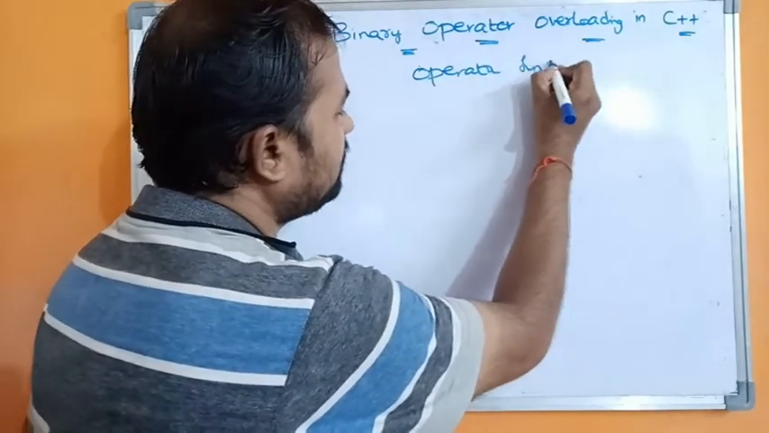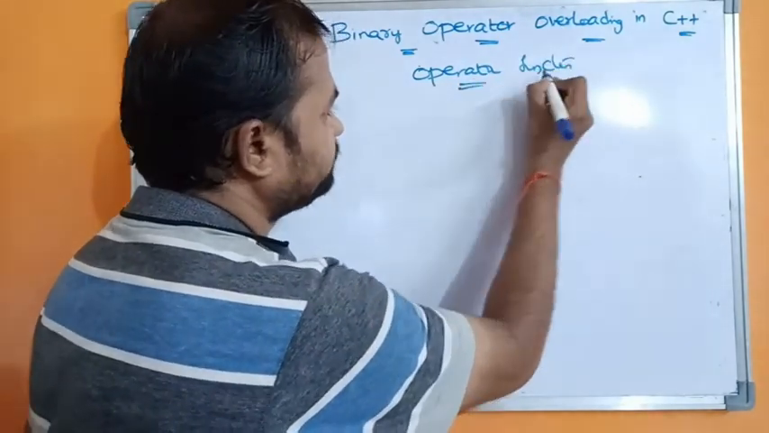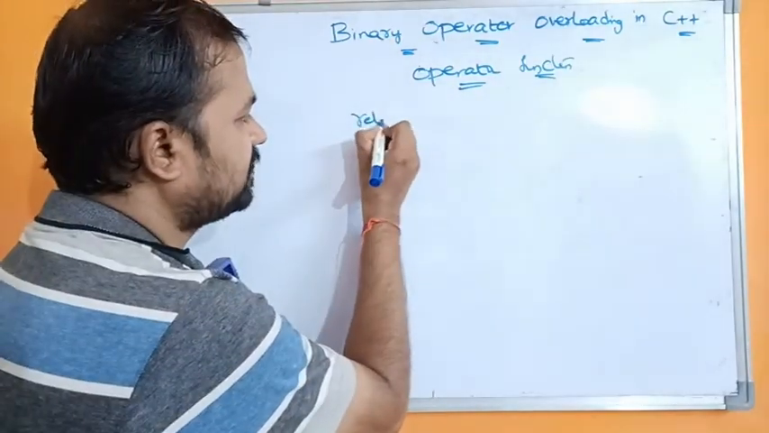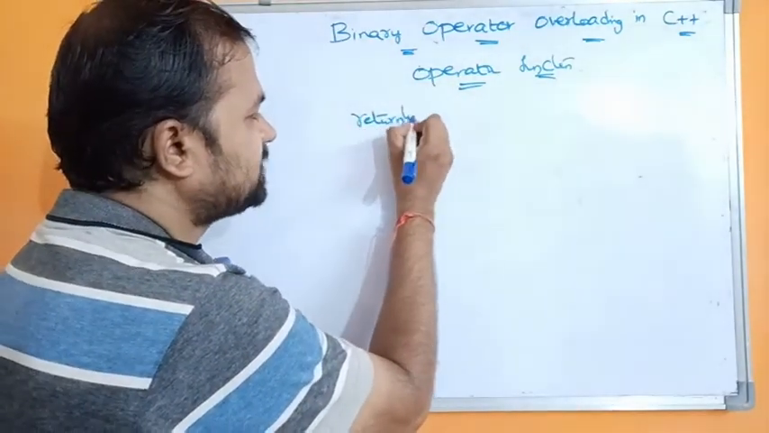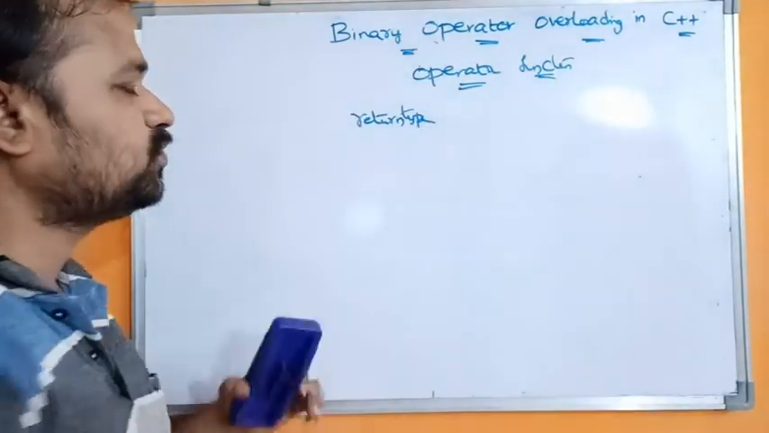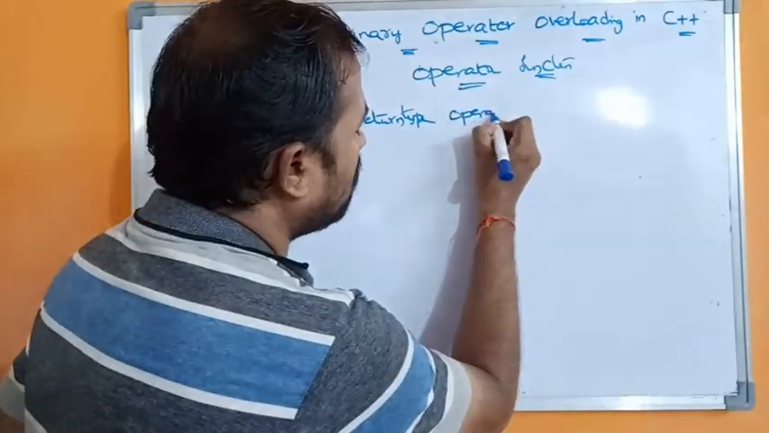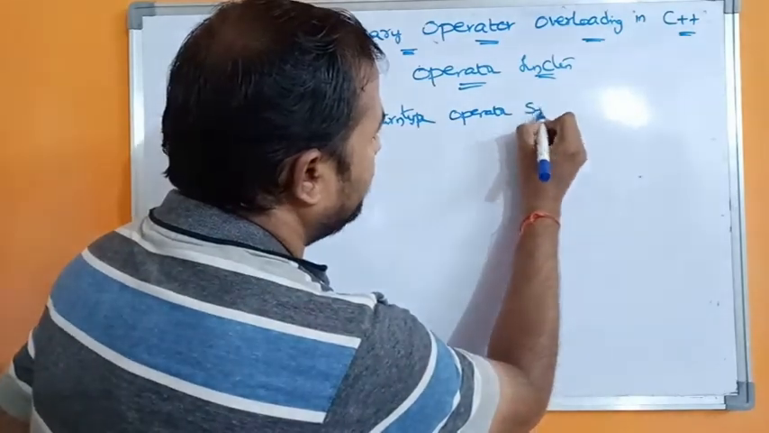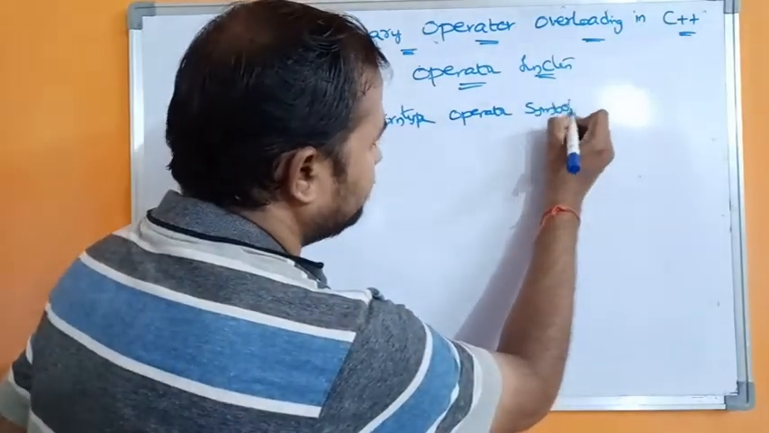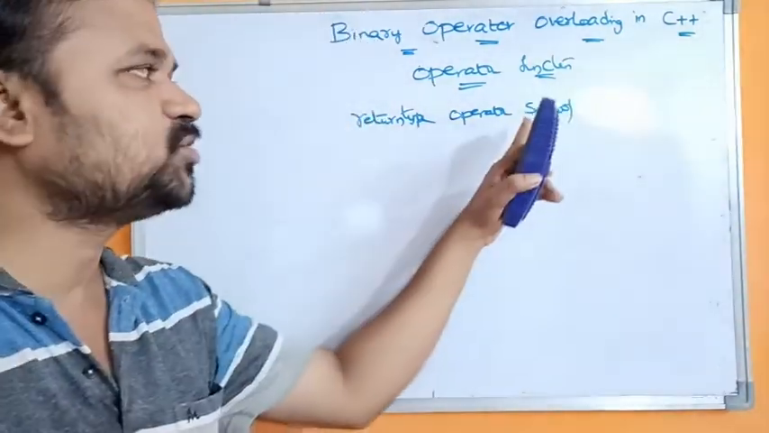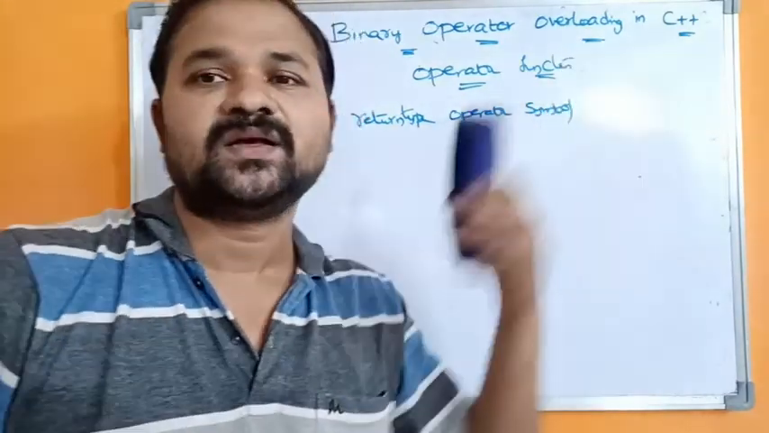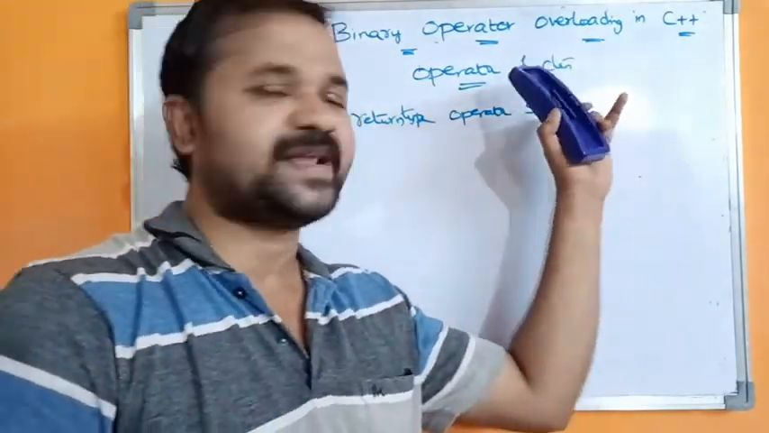The syntax for operator function is return type. It specifies the type of the value returned by the function. Next we have to use a keyword called operator. Next, the symbol which we are overloading, we have to write. Let us assume that we are overloading plus, then the symbol is plus.